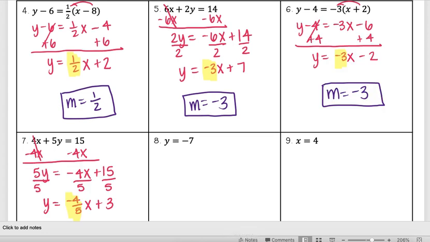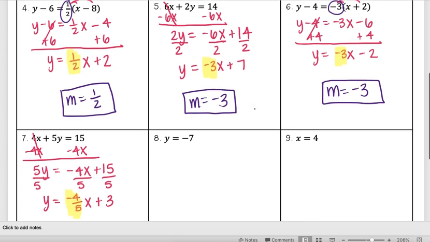So for number 6, you should have gotten that m equals -3. My first step was to distribute that -3. Then I added 4 to both sides, and my slope is that number in front of x, which turned out to be -3. So you may notice for number 4 and number 6, you don't necessarily have to go through the whole process. It's always just going to be whatever number is multiplied out right here. But it doesn't hurt to go through the whole solving process.